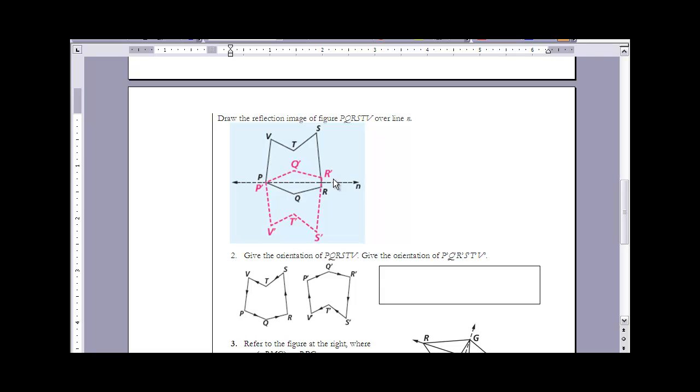Alright, so here is the answer to example 1. You'll notice that I've reflected each of those points. Once I have those points done and taken care of, I'm going to connect them. I have them as a dotted line. You don't have to do that, you could do it as a solid line as well. But I've reconnected those points to get my final figure there.